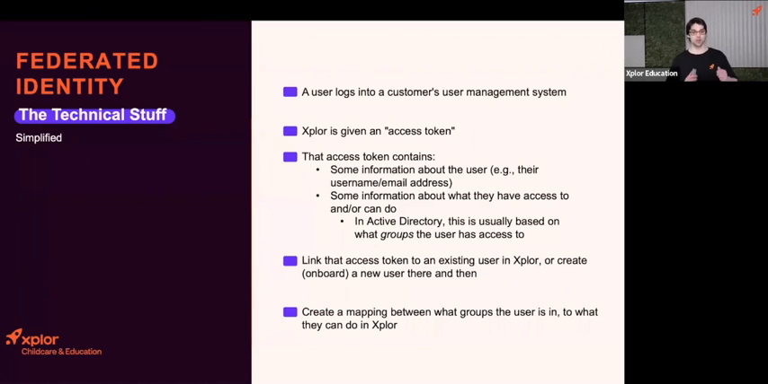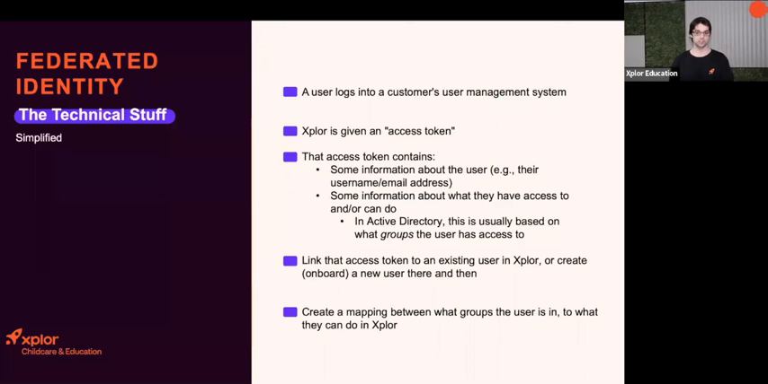And so this really then comes into some of the next bits that we're talking about with federated identity. So how does some of the behind the scenes of how federated identity works? The user logs in to your identity management solution or provider, Azure AD, and we get given this access token. And that access token will contain some pieces of information about the user who just logged in. Generally speaking, like a username or an email address to help identify who that person is, as well as some information about what they can or can't do. And that tends to be based off of what groups that user is enrolled into in your user management system.